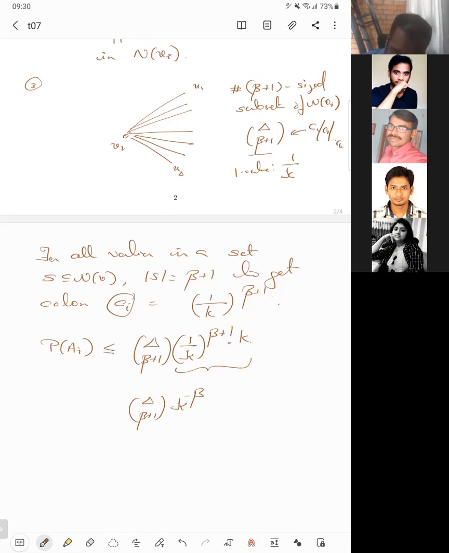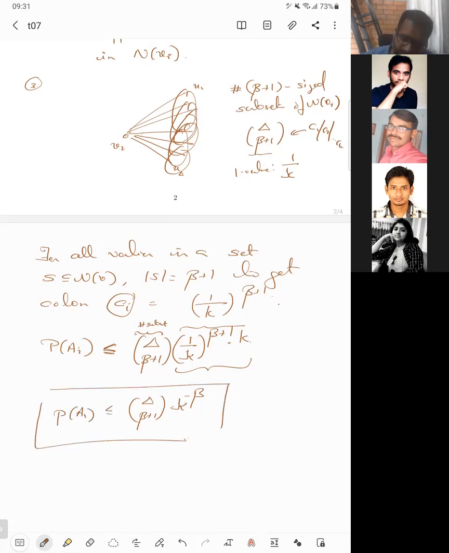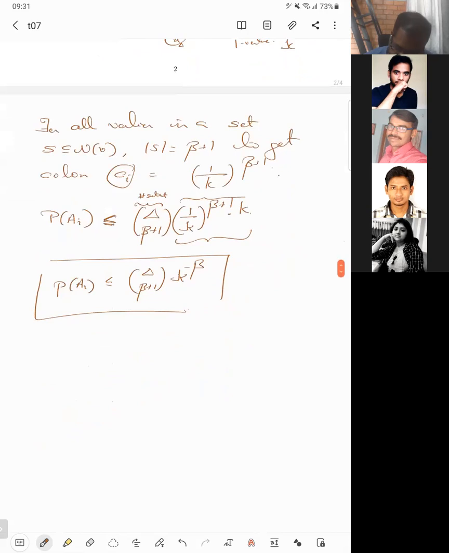Why? Because these beta plus 1 sized sets here may have overlaps. So we are using a union bound, and hence we will only get the upper bound. In fact, this is the number of events or number of subsets, and this is the probability that one such subset has the same color. So this is done. P of Ai is less than this. Now what is the next step?